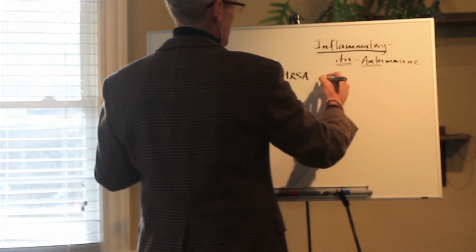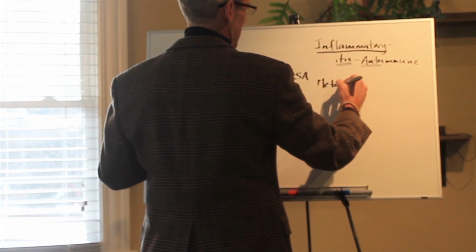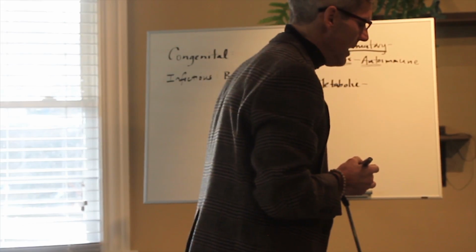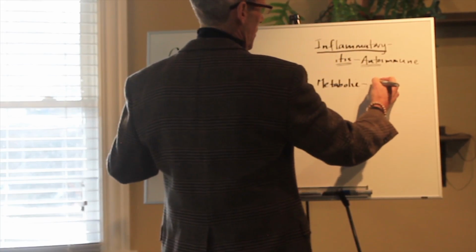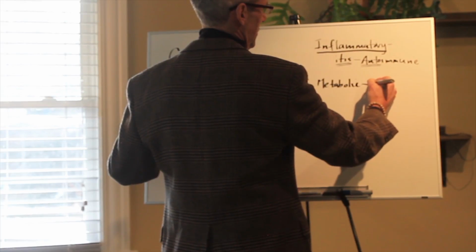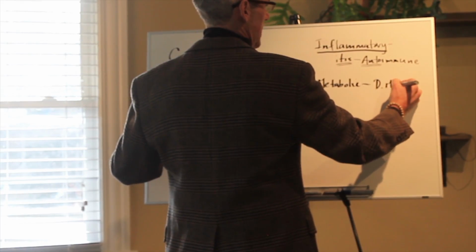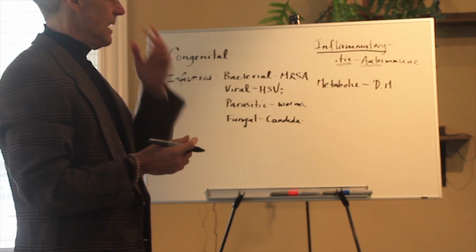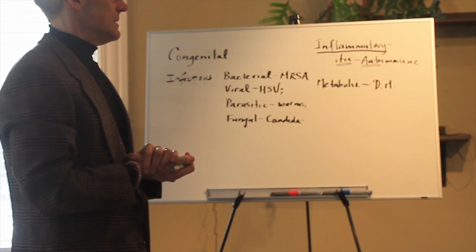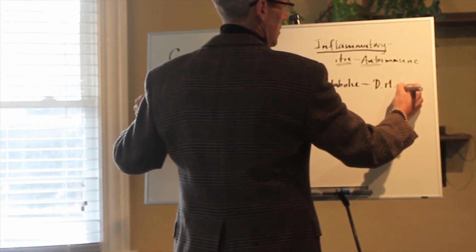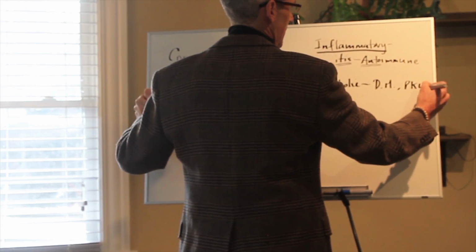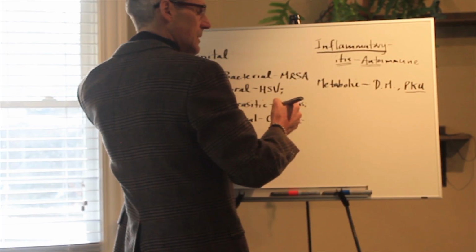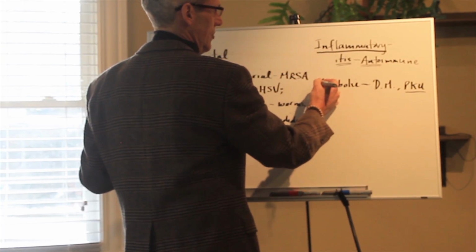The next is a category which I like to call metabolic diseases. And there's a whole host of metabolic diseases. The most common one is the abnormal metabolism of sugar and diabetes, either type 1 or type 2, is the most common diagnosis under metabolic diseases. But other diseases, such as PKU, phenylketonuria, which is an inborn error of metabolic disease, are also in this category.